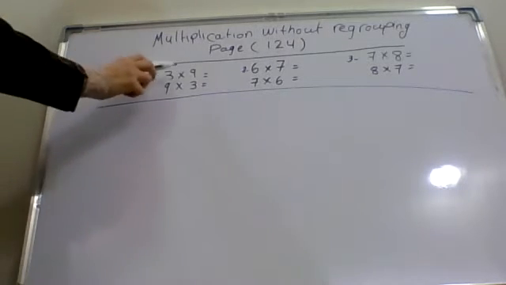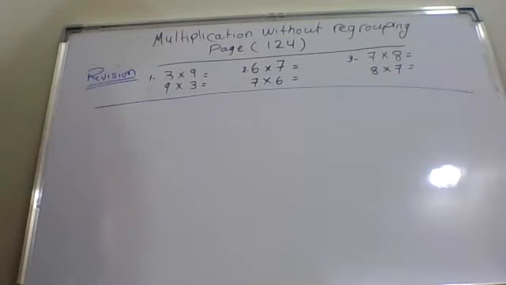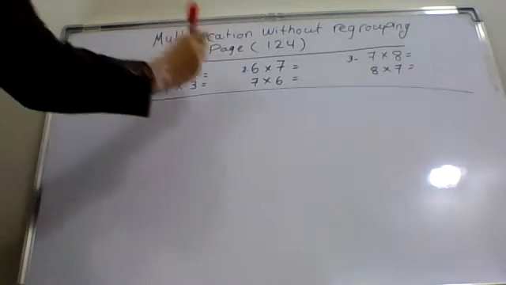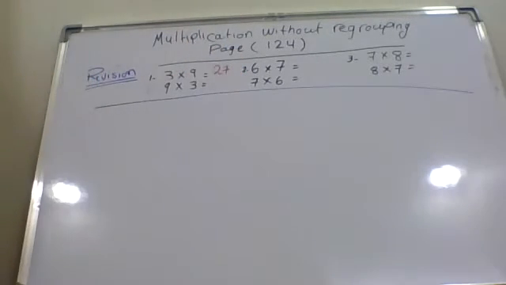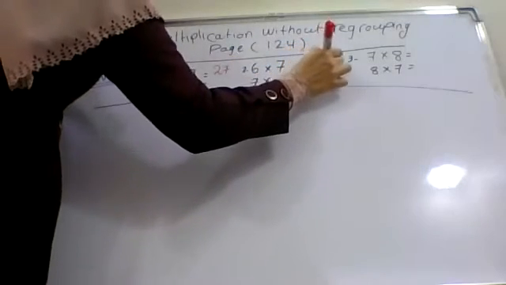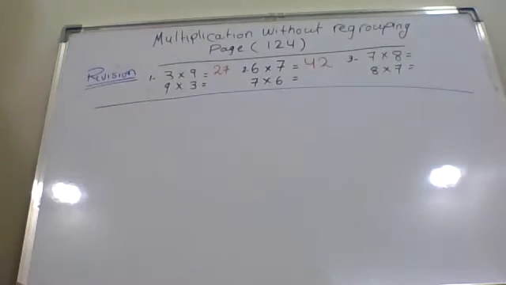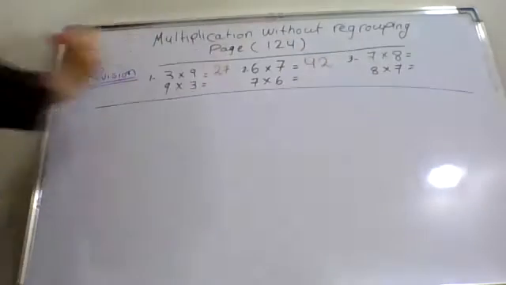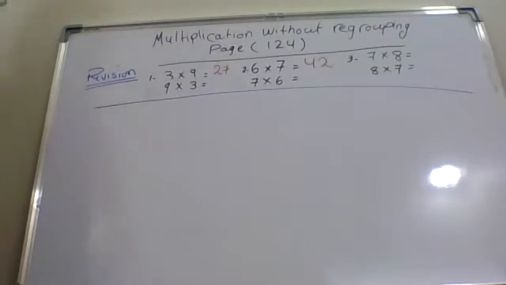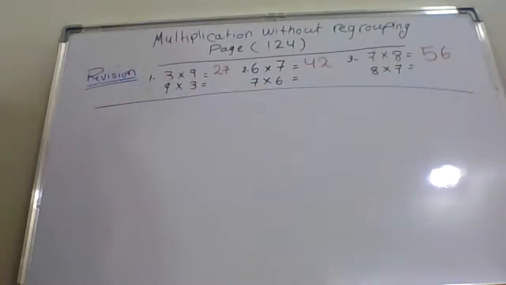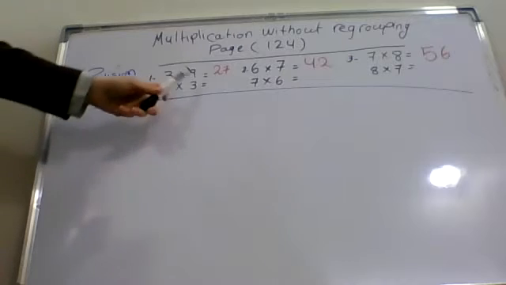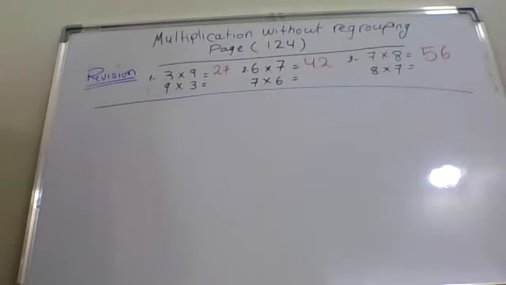We have here 3 times 9. Who can tell me what is the answer? Excellent, it's 27. So I write 27. Okay, 6 times 7. Excellent. It's 42. Who can tell me what is 7 times 8? Excellent. It's 56.